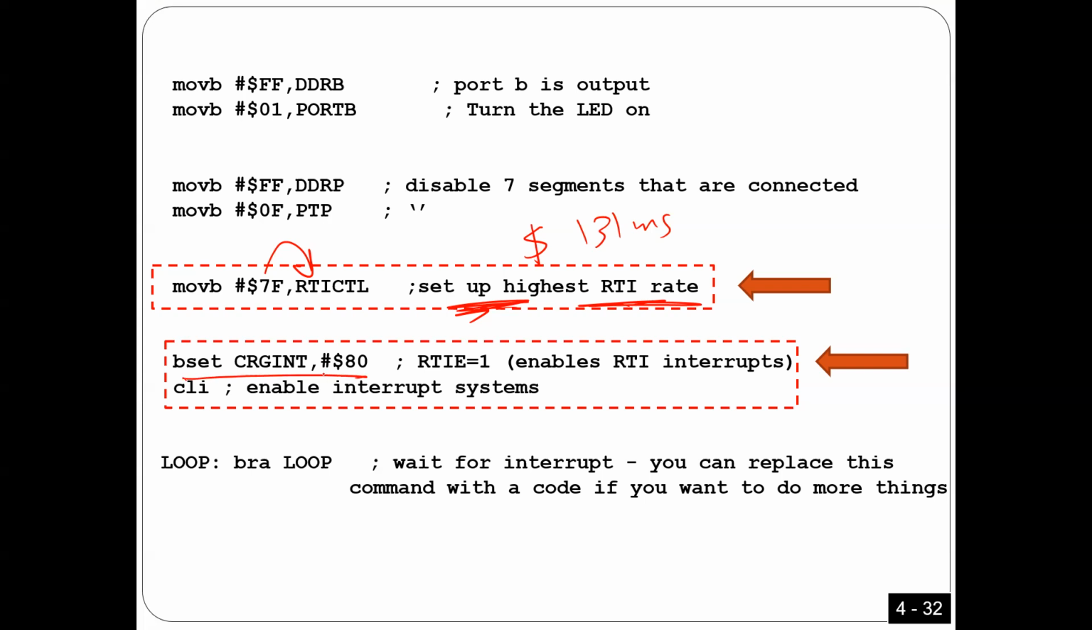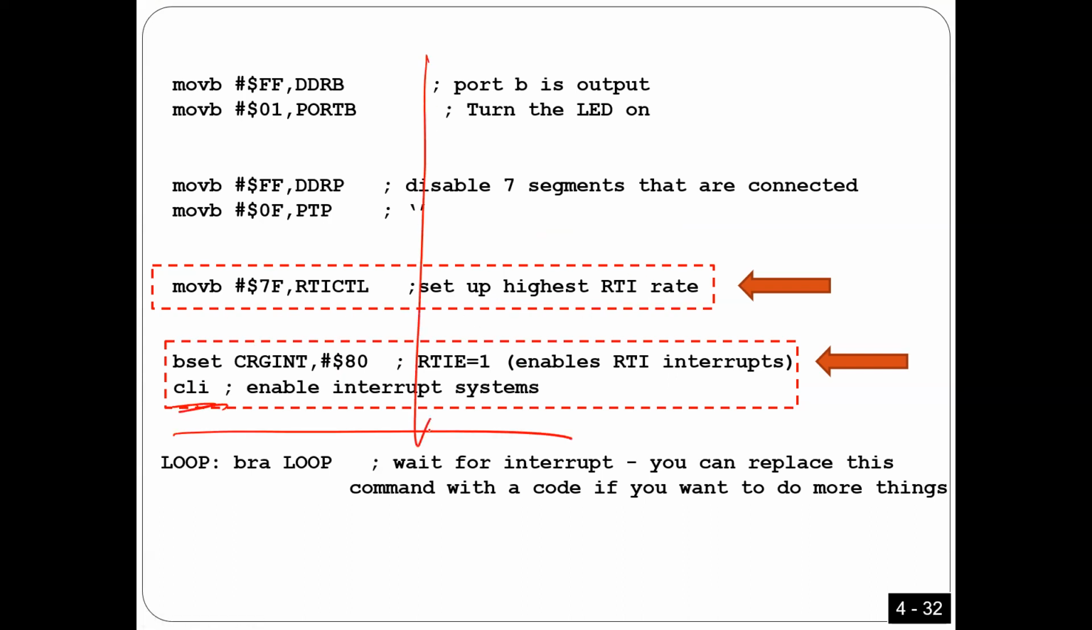This one here, guys, I have to enable interrupts. So this one just enables the RTI interrupts, not all interrupts, just RTI interrupts. And this one here enables all interrupts. Once you do that, now RTI is working. You already configured RTI, so you're going to have interrupts every 131 milliseconds. Look here, guys. If you want to enable, you have to use bit set. If you want to disable RTI interrupts, you have to use bit clear.